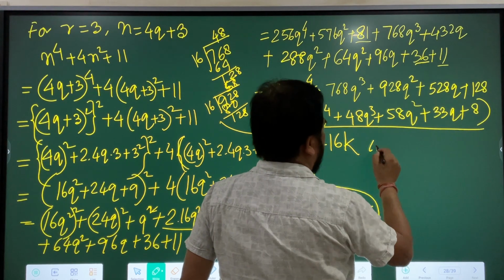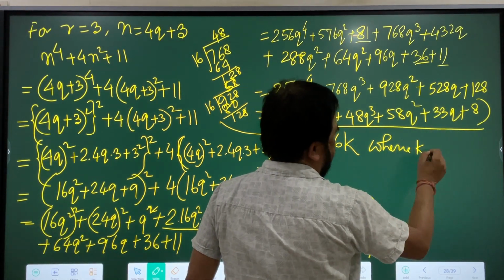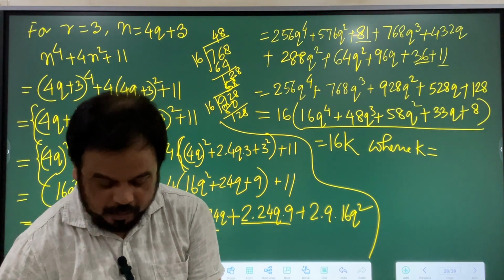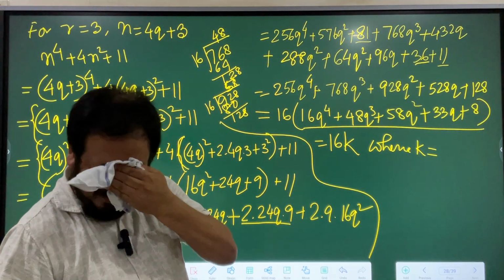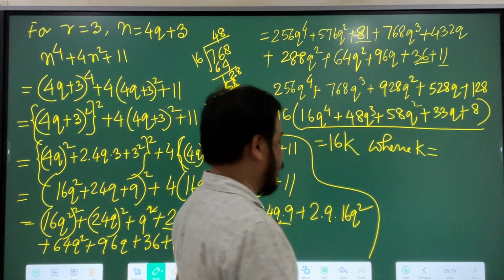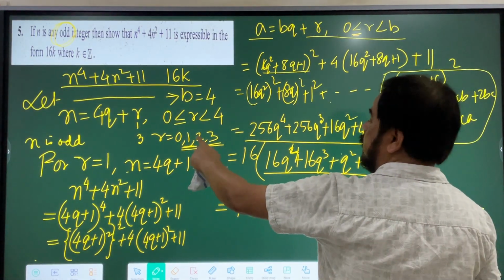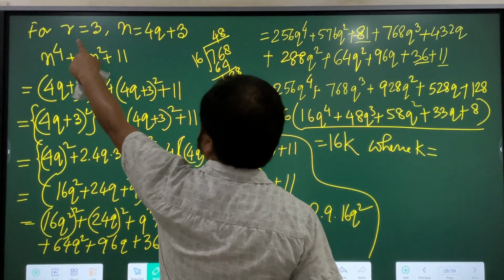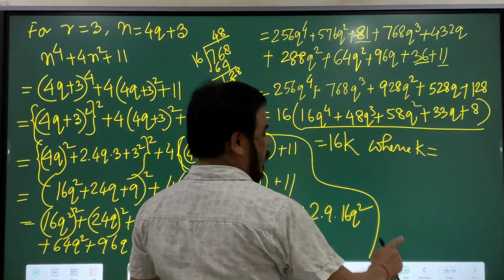This is k, where k is equal to the whole term you can write. After that, similarly, you don't have to do all, sorry, it is finished, because we have to do only 1 and 3. For 1 we have done this calculation. For 3 also we have done this calculation where we have got 16k.